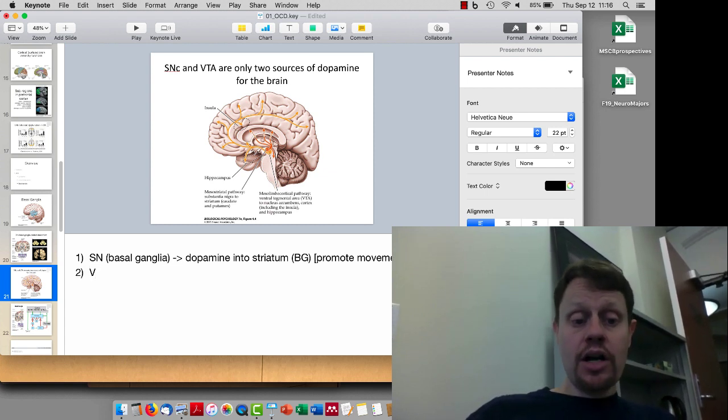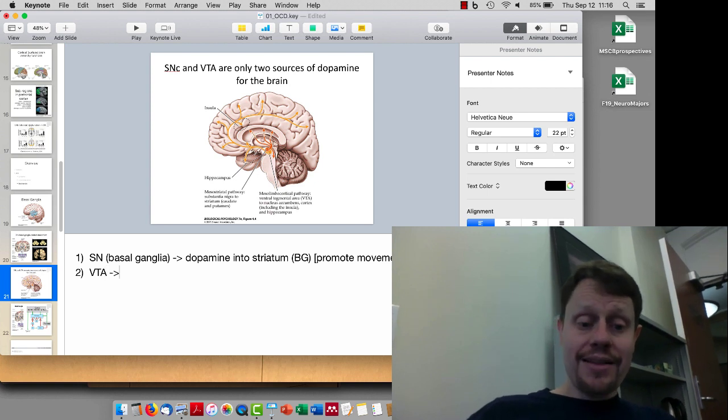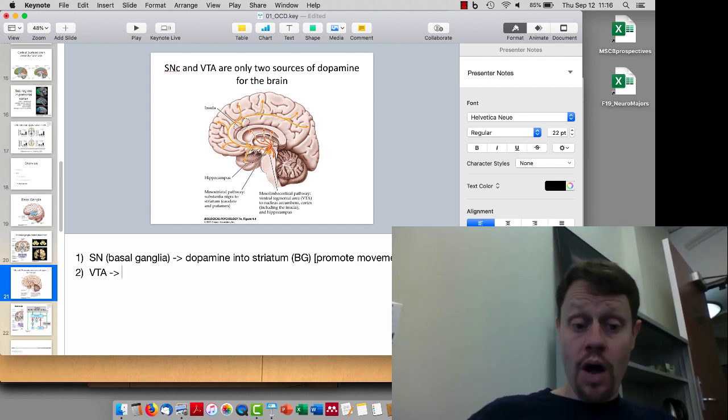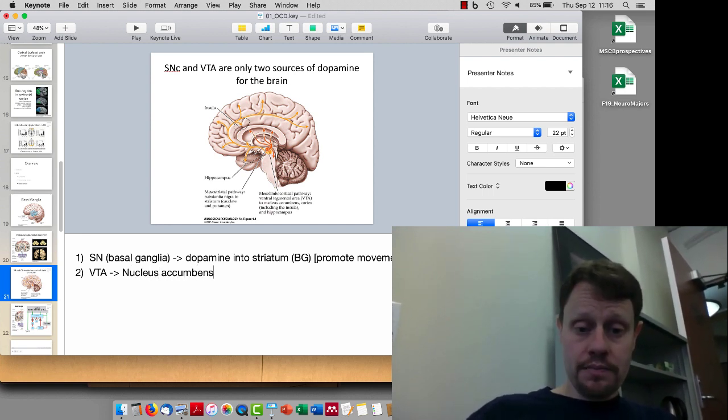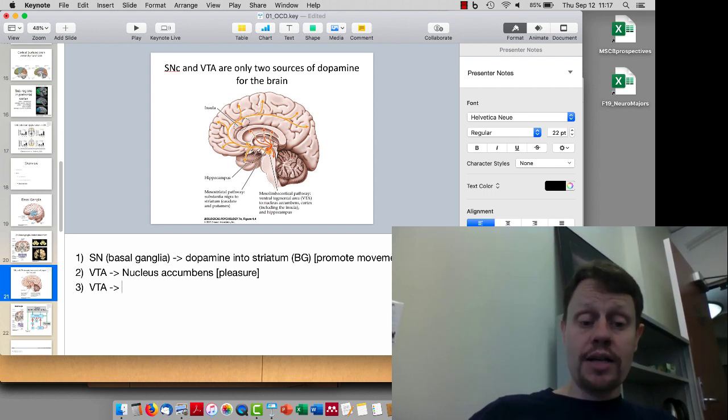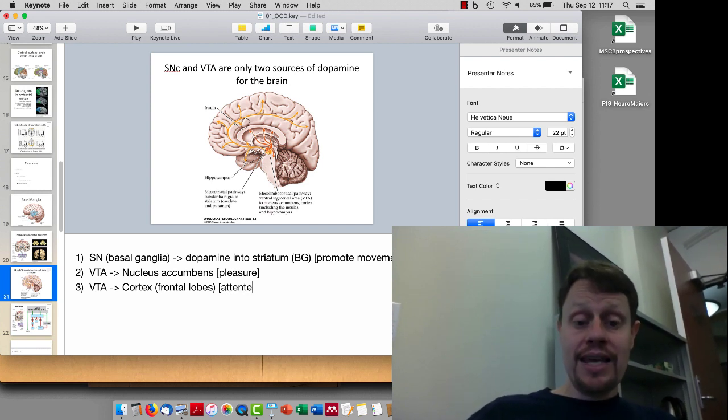Second, there's an area called the ventral tegmental area. That sends its projections actually in two places. One is to another area called the nucleus accumbens. And the function of that is that dopamine there causes feelings of pleasure. The third projection is again from the ventral tegmental area. A different set of axons project up to many areas of the cortex, including the frontal lobes. And the function there for dopamine is in attention.